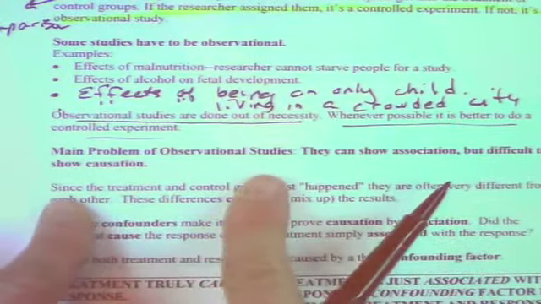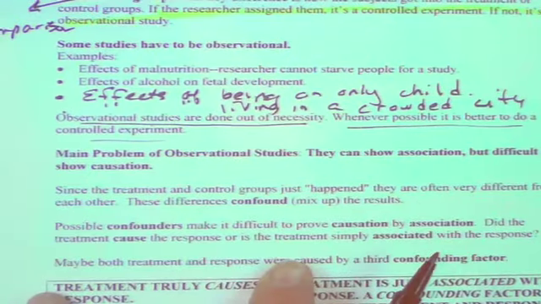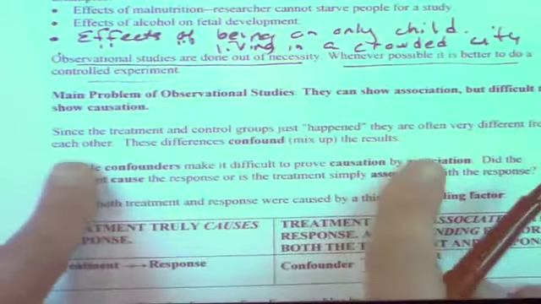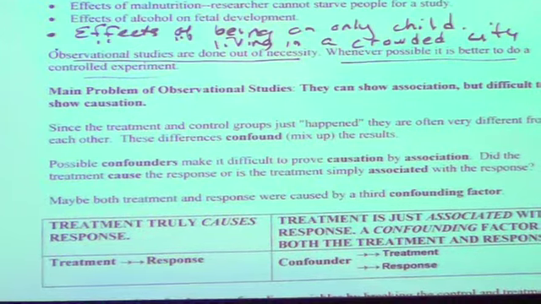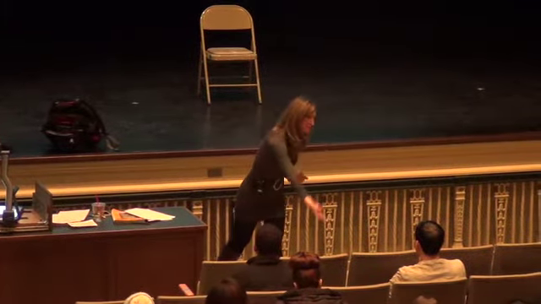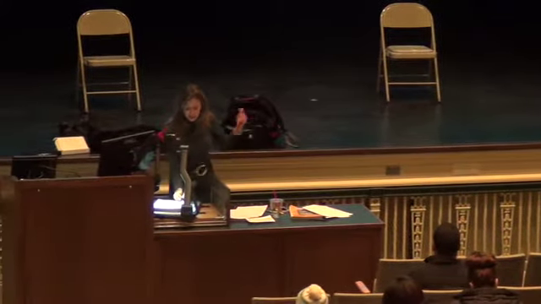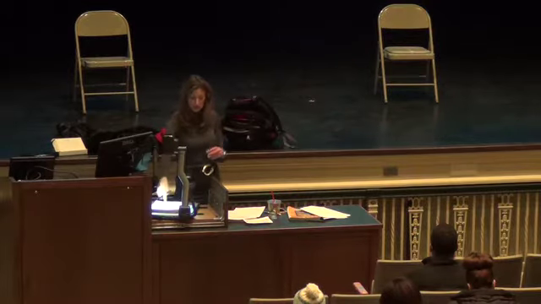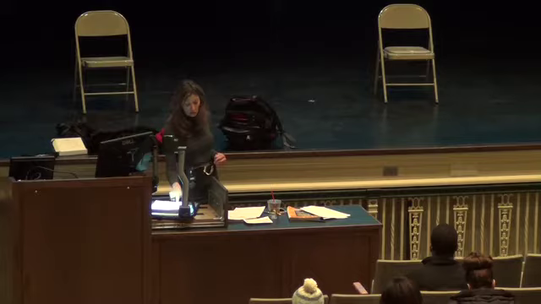The main problem of observational studies is they can't really show causation, because the treatment and control group are going to be different from each other. People who choose to smoke are going to be different in other ways. They're probably not going to have as healthy eating habits. They're probably going to drink more. How do you know if it's the smoking that caused something and not one of those other differences, right? It confuses things. Did the treatment cause the response? Or is there some other third factor that's causing both of those, making it look like it?